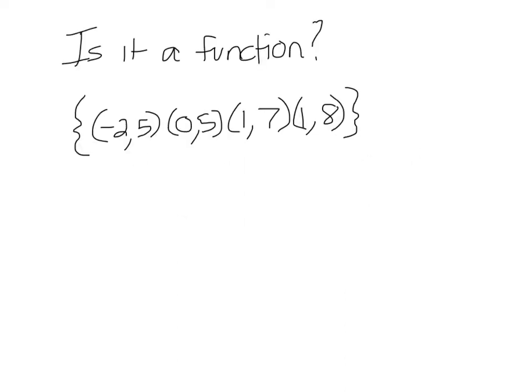Alright, so first we're given a set of points here. In order for a relationship to be a function, when we're given a set of points, basically we want to make sure no x values are repeating. Because it wouldn't make sense for it to be a function if you can get two different y values out of the same x value.